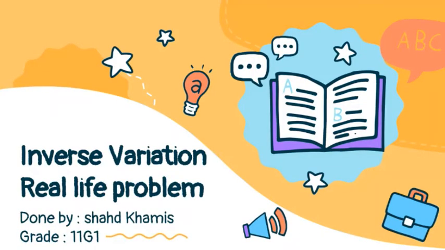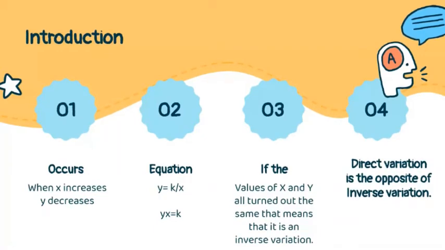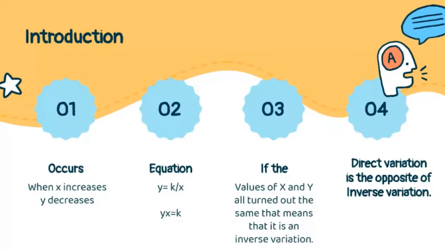Inverse variation, real-life problem, done by Shad Khamis, grade 11 G1. At first, let's take a small introduction. The inverse variation occurs when x increases and y decreases. The equation of the inverse variation is y equals k over x. Y and x are points and the k is a constant number. Or we could say yx equals k.